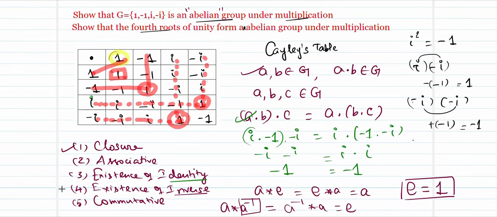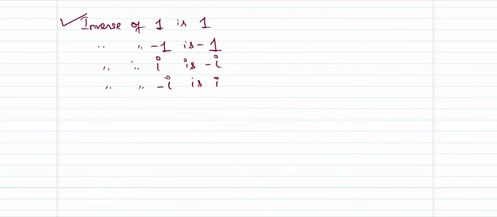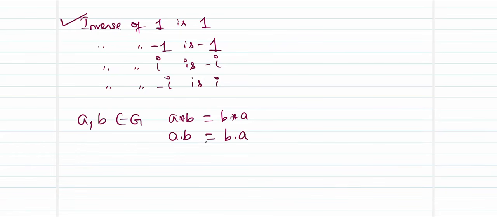And now comes the last one, which is going to be commutative. For any two elements A and B that belong to your G, I need to show that A star B is the same as B star A. That is, I need to show that A into B is the same as B into A. And we know that for the real numbers, or over here under multiplication, the commutative law is going to hold true.